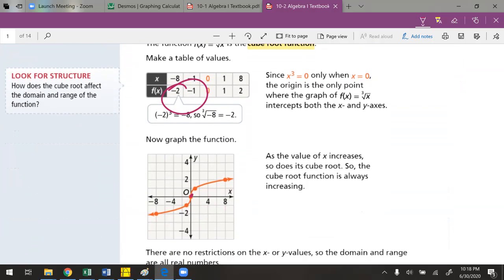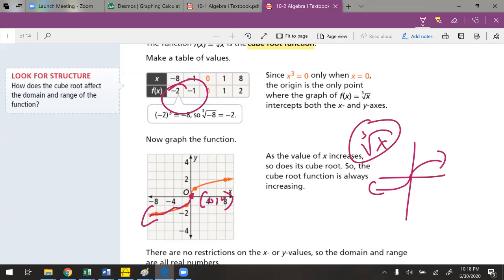So the cube root function actually extends downward compared to the square root function, which extends only upward. This one does both. The important point is still going to be 0, 0, and it stretches like a spaghetti strap, like that. This is for the cube root of x. So there's no restrictions. Every x can give you an answer, and every answer is possible. So the domain and range are both all real numbers.